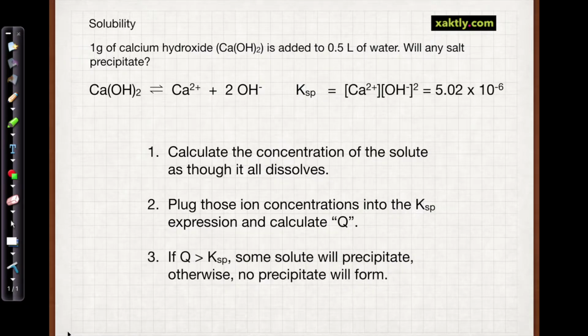And when we do that comparison, if our number Q is greater than KSP, that means that some of the solute is going to precipitate. If it's less, then we're okay. None will precipitate.